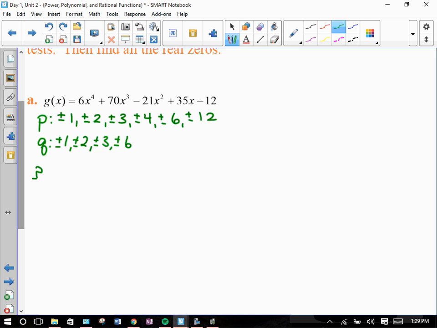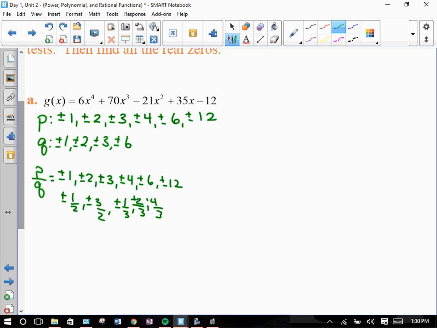Yeah, this is just finishing on this first a little bit. P is going to be all of those, so plus or minus 1, and then we have 1/2, 3 halves, and we have a third, 2/3, 4/3, and then 6, 2/3, 1/2.